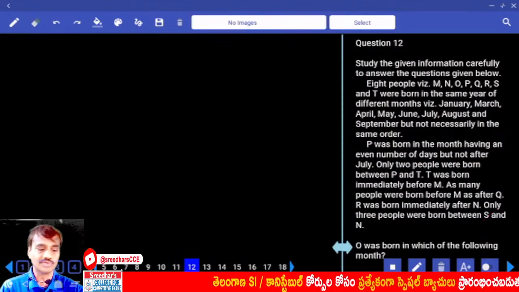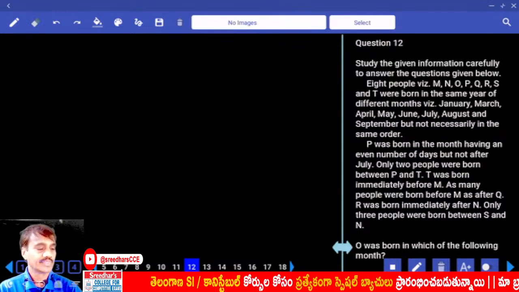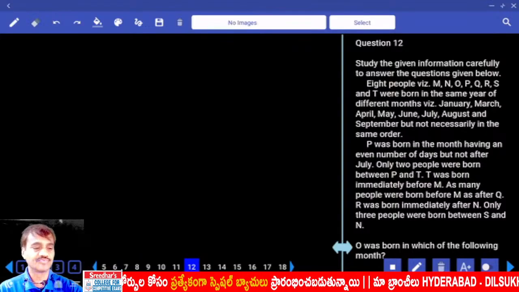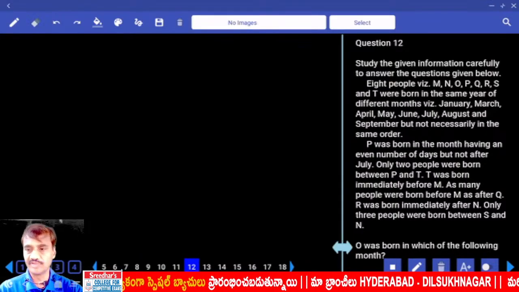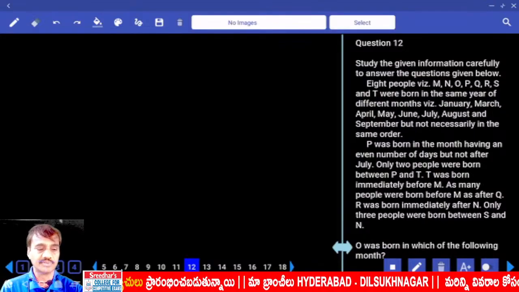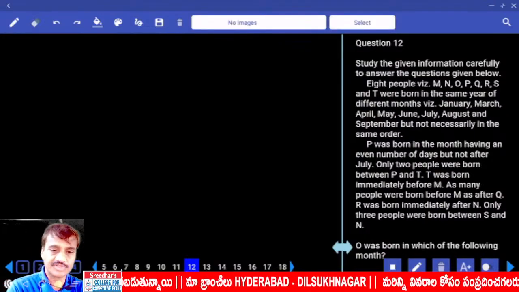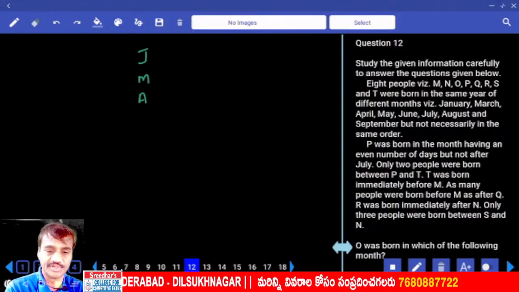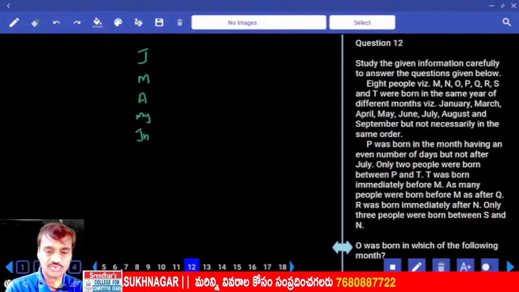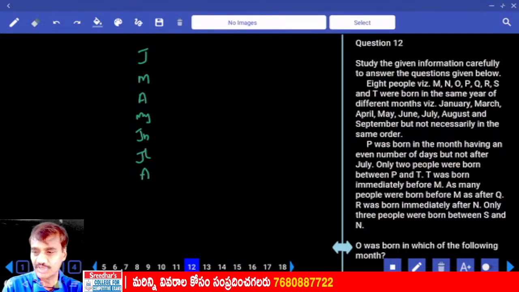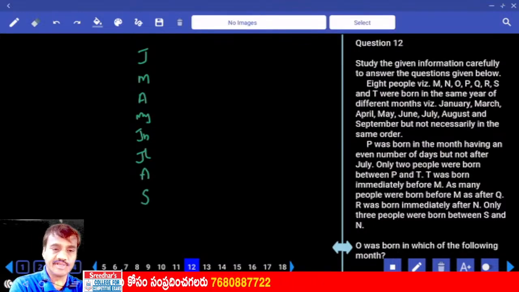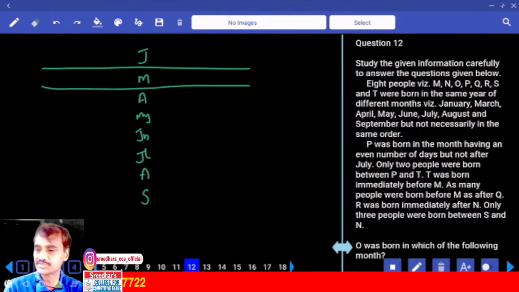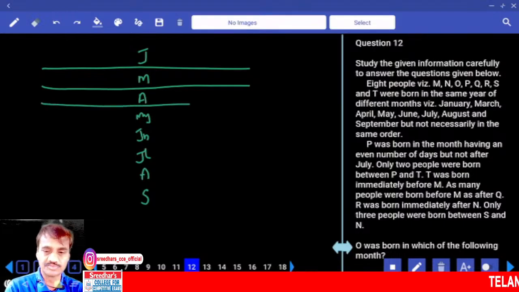Then coming to question number 12 onwards. This is based on 8 people and 8 different months. What are the months we have? January, March, April, May, June, July, August, and September. How many months? 8 months. 8 people were born in the same year in 8 different months. Now we need to find out who was born in which month.